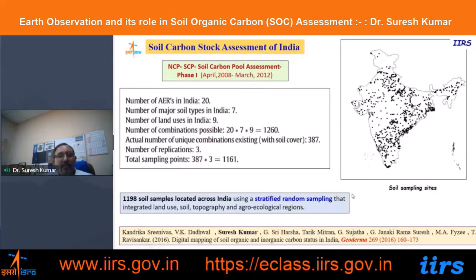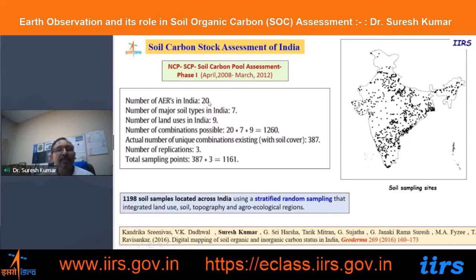But here, with the base year 2008 to 2010, we did soil sampling, and based on that we estimated the soil carbon stocks. Around 1200 soil samples were collected from throughout the country. But first, how were the sampling locations identified in the country? It was based on agroecological regions.